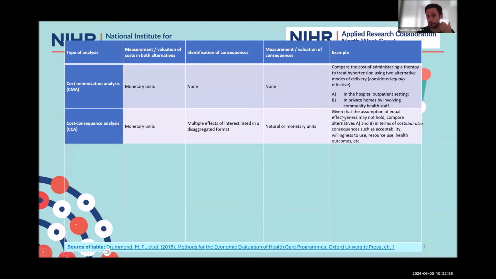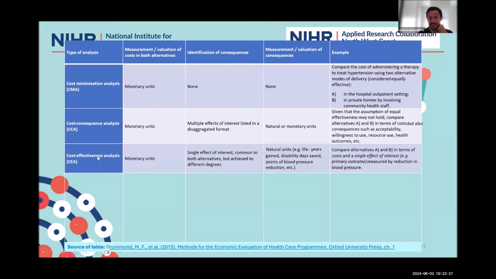we can see that given that the assumption of equal effectiveness might not hold, we are now trying to compare alternatives A and B in terms of cost, but also in terms of consequences. So the outcomes might be different across the two interventions. And we're trying to list things like acceptability of the intervention on the part of the patients, but also on the part of the health or social care professionals, willingness to use the intervention, resource use, health, clinical outcomes, and so on. All these outcomes are listed in a separate way. Again, cost consequences analysis is more common than cost minimization analysis, but not very common.